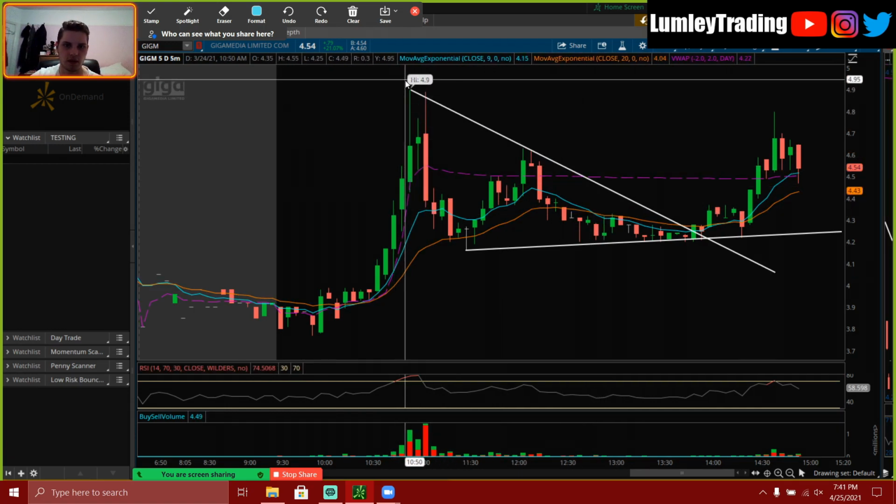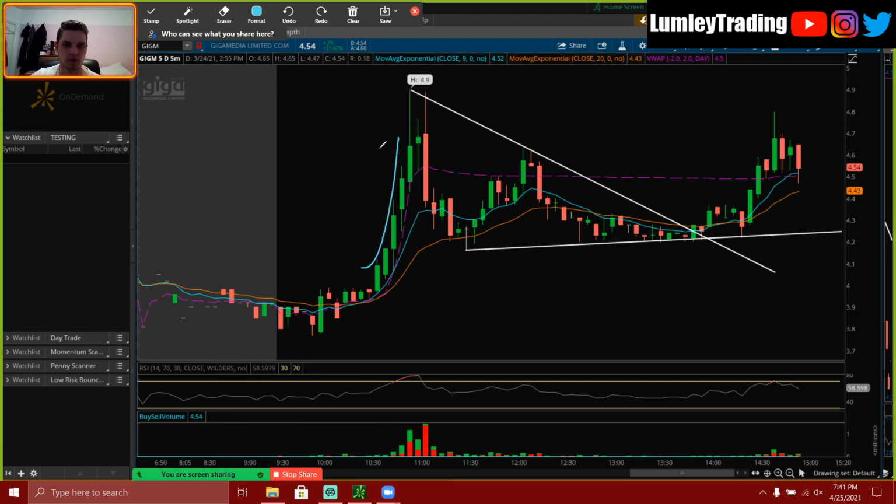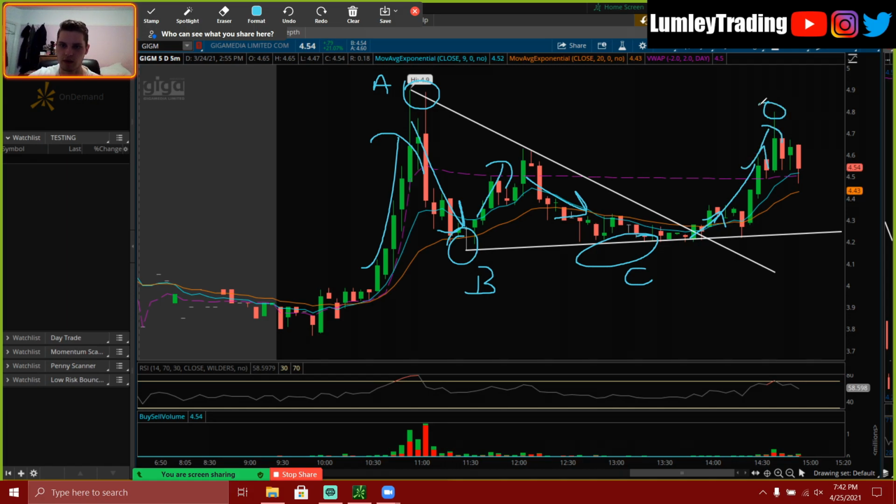And again, here you get your, we'll draw again, pole, A, B. Don't name that anything, you wait for that pullback. Roughly this area here is a C. And then you kind of get this breakout now here, all this way up here, and this is considered D.